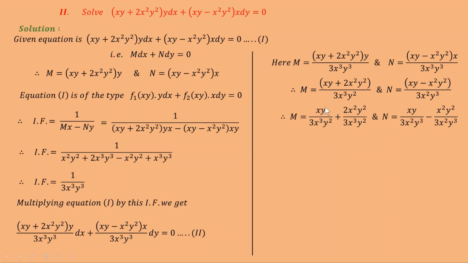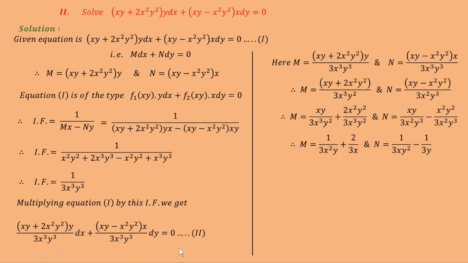Here in the first term x and y get cancelled, in the second term x square and y square get cancelled. So m is equal to 1 upon 3x square y plus 2 upon 3x, and similarly in n, here xy gets cancelled, so it is 1 upon 3xy square minus, here x square y square gets cancelled, so here we get 1 upon 3y. As this differential equation 2 is obtained by multiplying the integrating factor, so this differential equation 2 is exact.